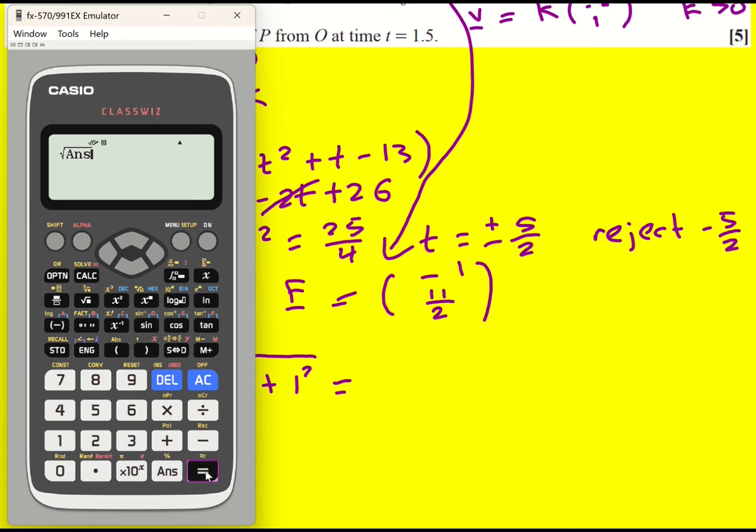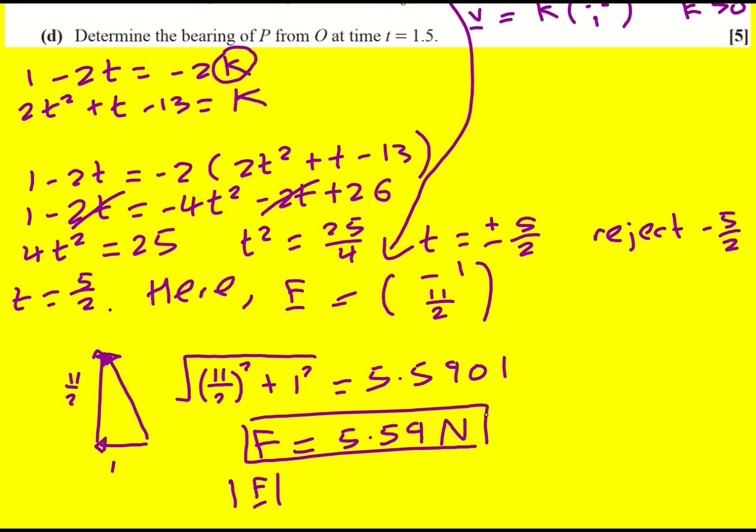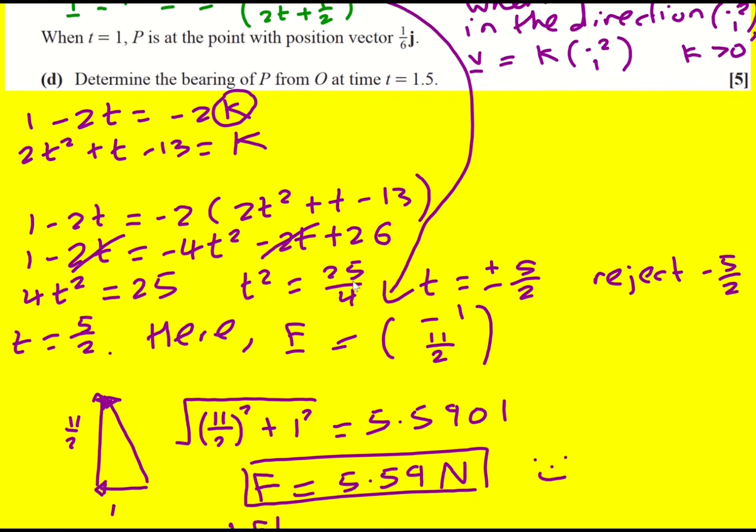Square root it, 5.5901. So F, that means the magnitude, or you could write this equal 5.59 newtons. On to the last part.